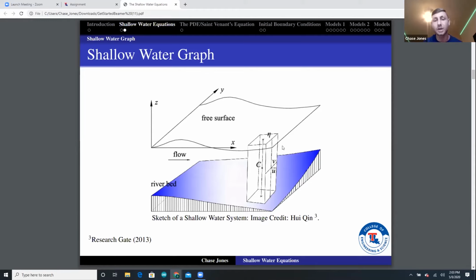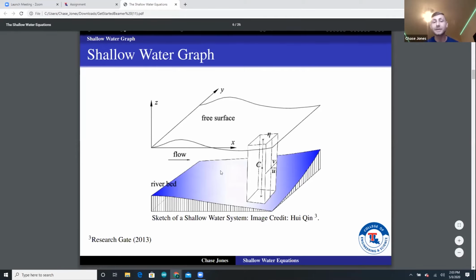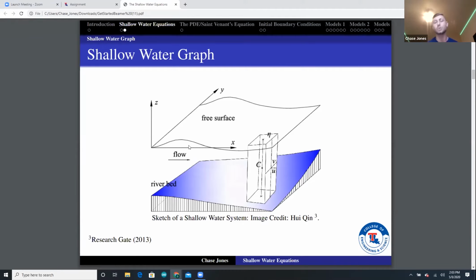Again, these U and V length and width components, this is the free surface denoted N. And this is the riverbed or seafloor, whatever system we're talking about, denoted H. And the distance from this surface to the floor, I'm going to refer to as the water depth layer, which you'll see in the next few slides.